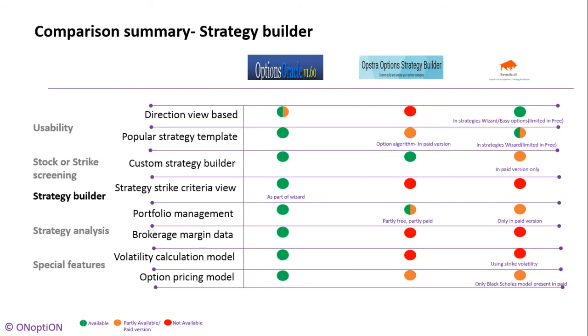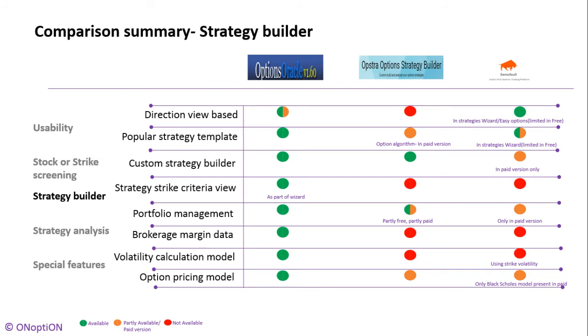Opstra has an options algorithm, which is in the paid version. They also support these strategies. And Sensibull also has it in the strategy wizard. The free version has very limited strategies, but the paid version has the full set. A custom strategy builder is available in all three, but in Sensibull it's available only in the paid version.